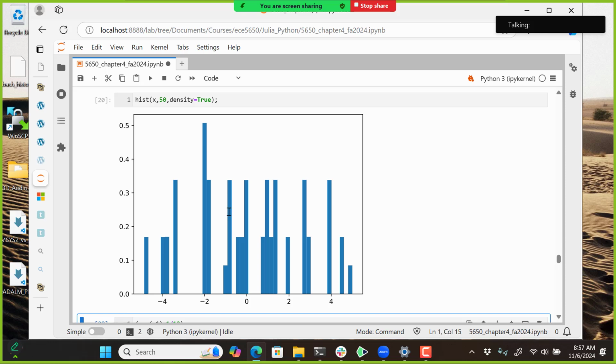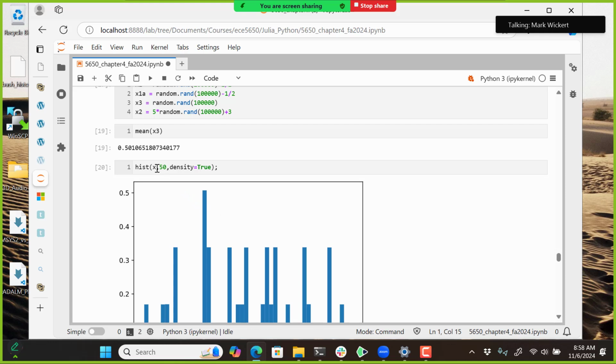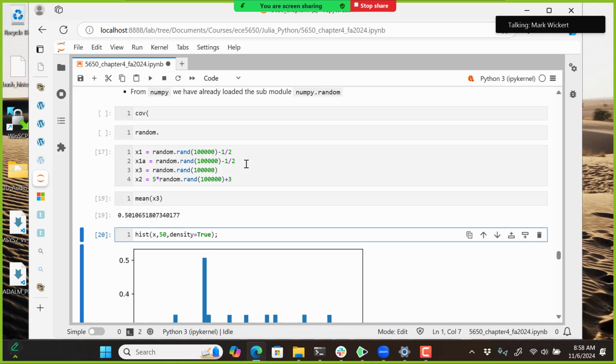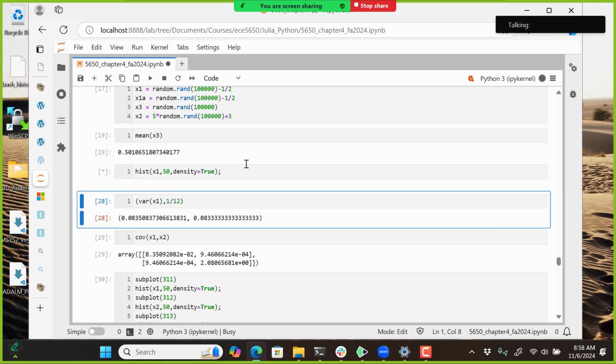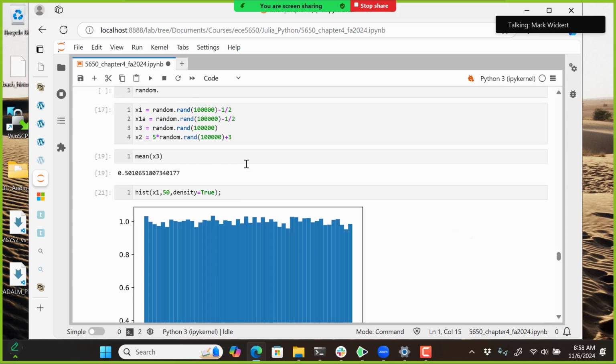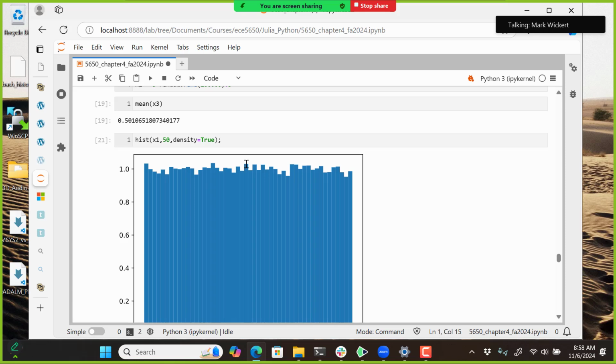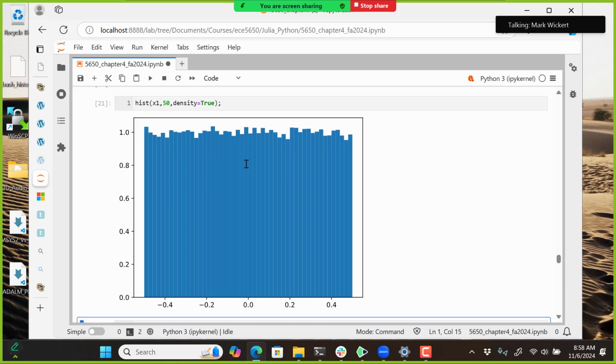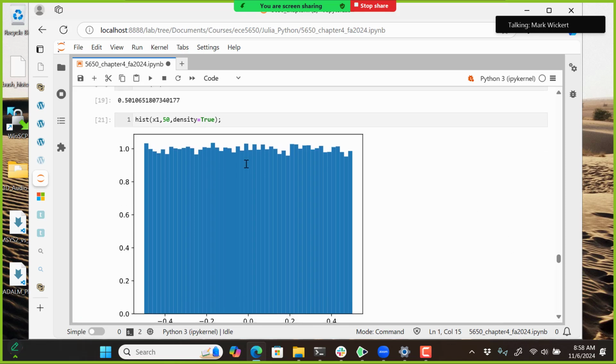And there it is with 50 bins. Wait a minute, that's not the right PDF. I wanted to go with X1. So that's when it's got 100,000 samples in it. I don't know what X had in it. It was not a random variates example, though. That's pretty close to 1, running from minus 1/2 to 1/2.